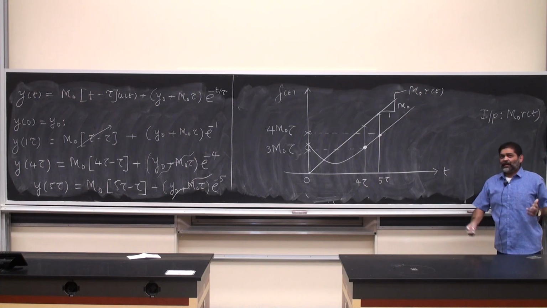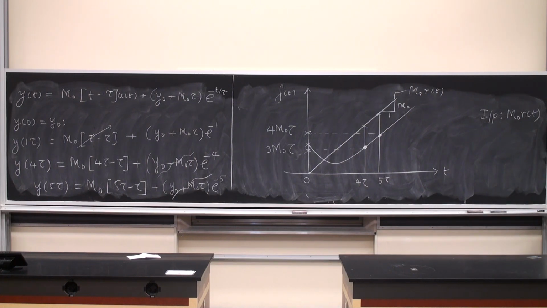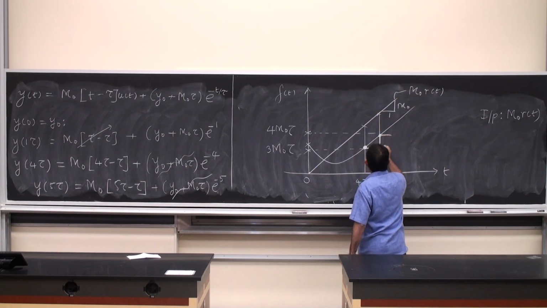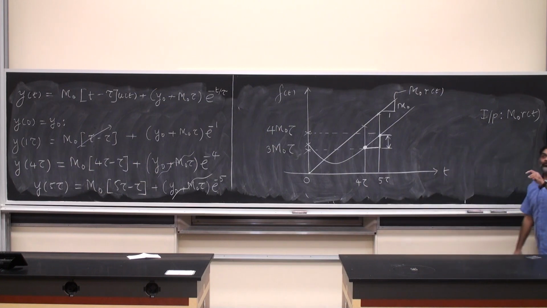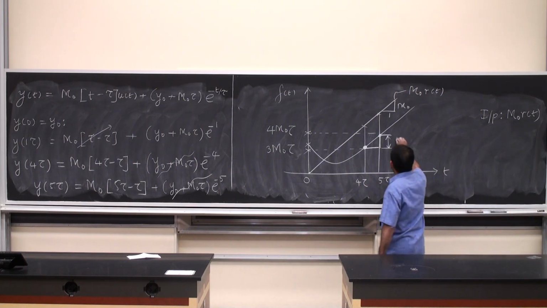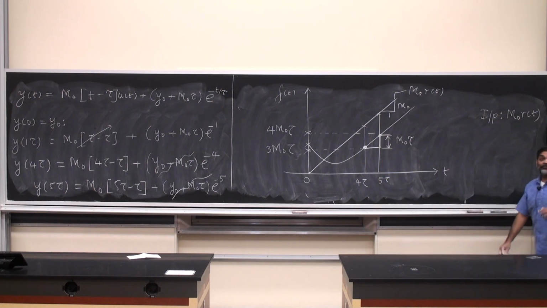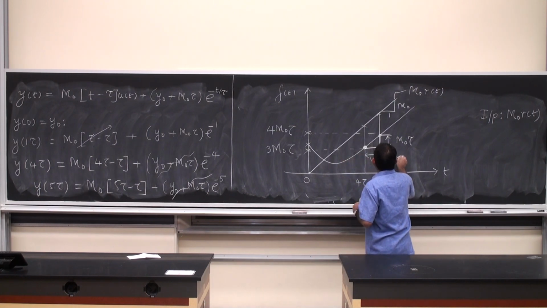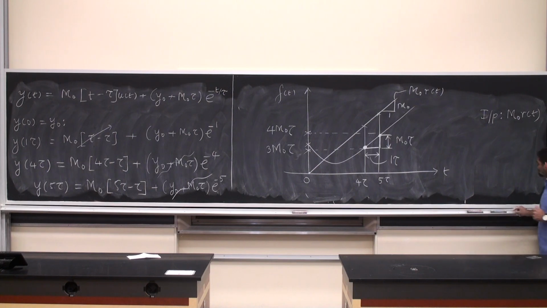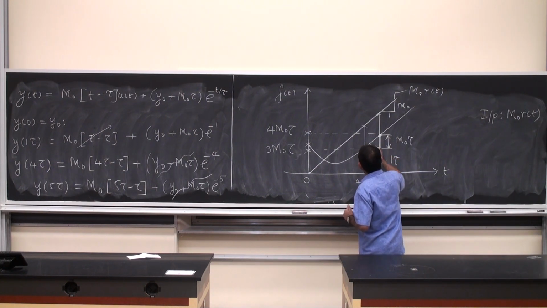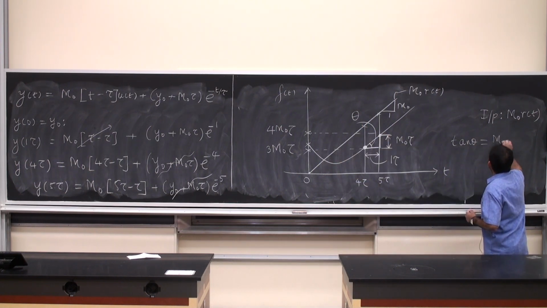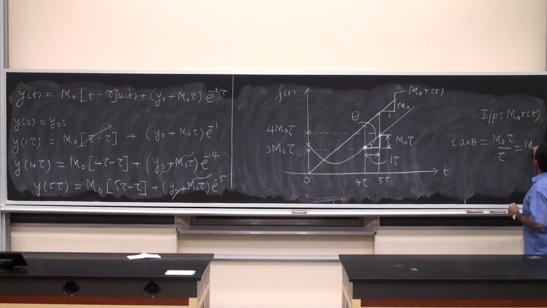What is tau? Tau could be 1 second. I don't really care, it's a number, it's a time constant. But what I see is from one time to another, the magnitude has increased by the same amount. So if I look at the slope here, this difference is 4 m naught tau minus 3 m naught tau, so that is just m naught tau. What is the difference between 5 tau and 4 tau? Hopefully 1 tau. So what is the slope there? If I call that theta, okay, so this is the slope, theta, and theta is m naught tau divided by tau, which is m naught.